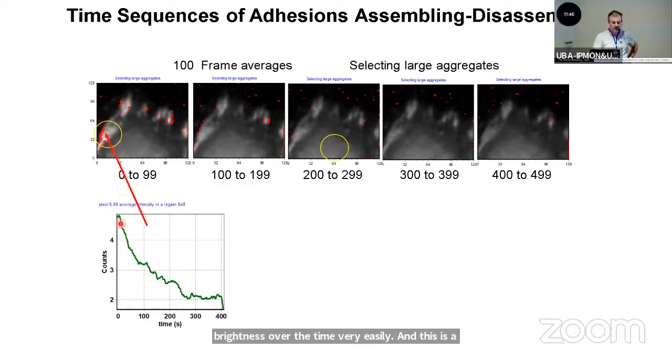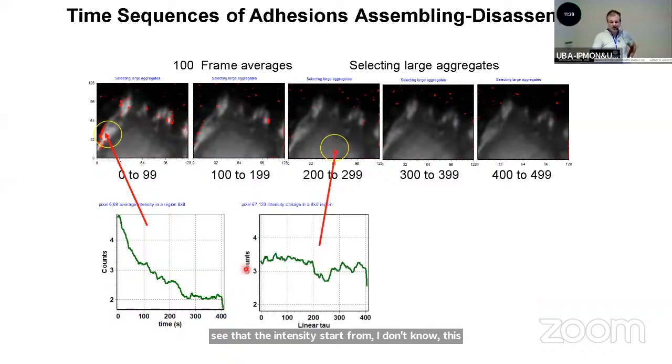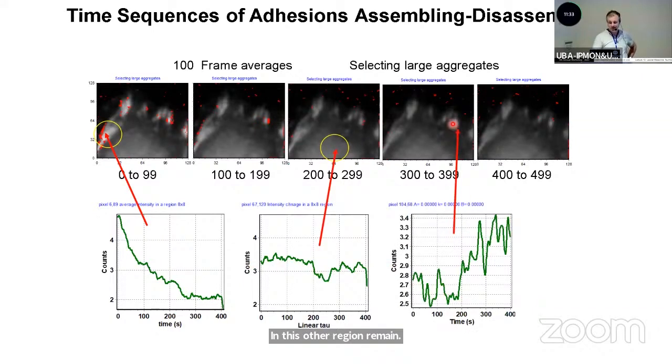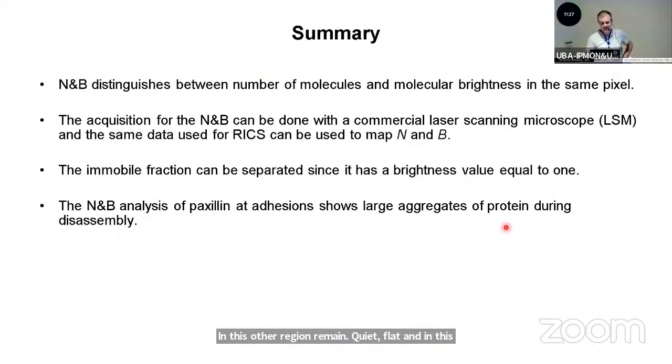unfolding. So you see, this is the intensity over time, and you see that the intensity starts from, I don't know, this point and came to half. In this other region, it remains quite flat, and in this other region, it starts to grow. So this was a proof that the dynamics of the focal adhesion was very, very high.